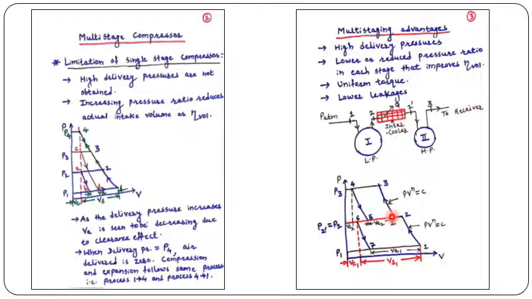So, the intercooler actually saves the work which is required for compression, and it also increases the volumetric efficiency of the second cylinder, because since you are reducing the temperature, the mass which is inducted in the second cylinder is increased.